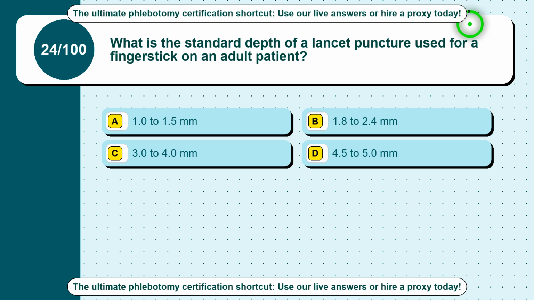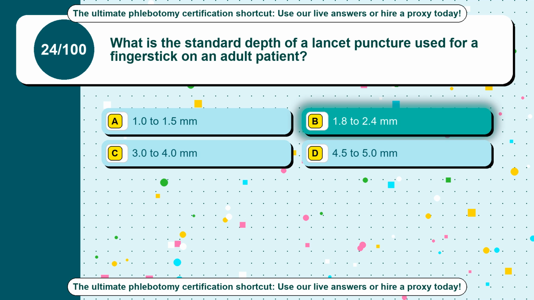Question 24. What is the standard depth of a lancet puncture used for a fingerstick on an adult patient? Option A, 1.0 to 1.5 mm. Option B, 1.8 to 2.4 mm. Option C, 3.0 to 4.0 mm. Option D, 4.5 to 5.0 mm. The correct answer is option B, 1.8 to 2.4 mm.